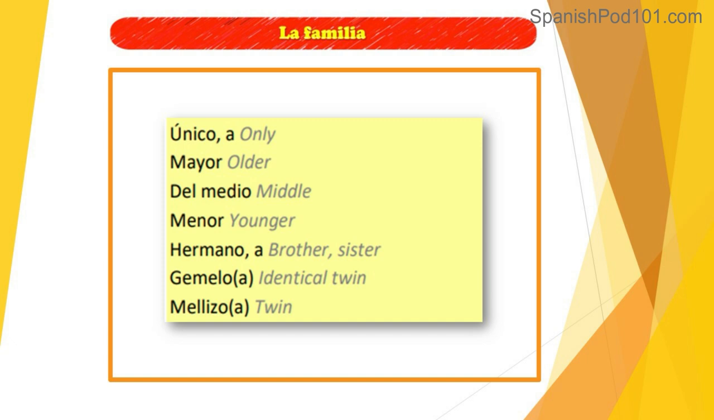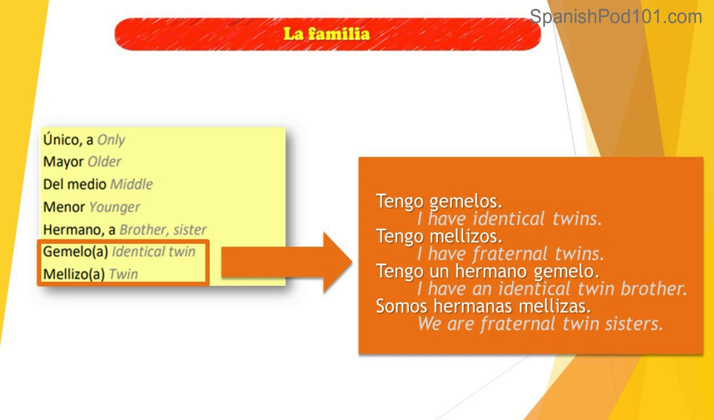Gemelo, gemela. Mellizo, melliza. For twins in Spanish, we're gonna have gemelos and mellizos. So gemelos are identical twins, and mellizos are going to be fraternal twins.